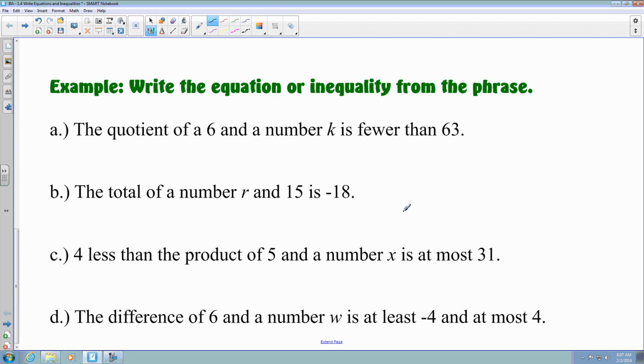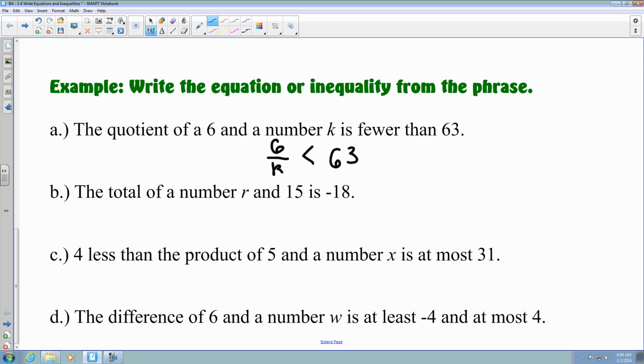We have, for example, A, the quotient of 6 and a number K is fewer than 63. So quotient, we remember, is from division. So the quotient of 6 divided by K, and then it says is fewer than 63. So I got 63. Fewer than that makes it less than. Okay.